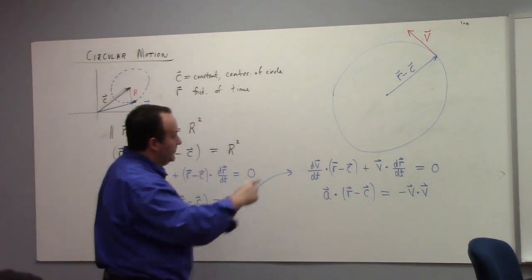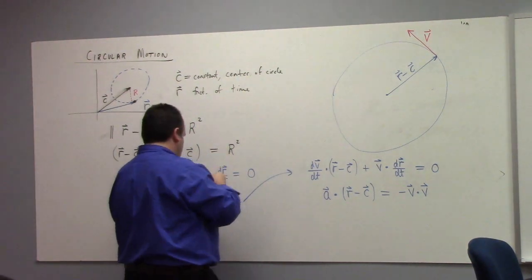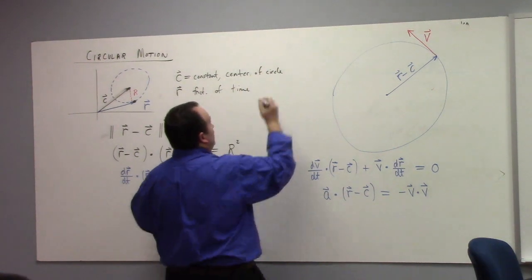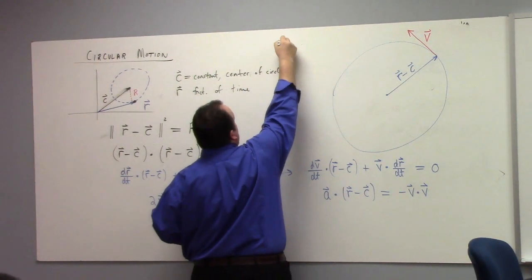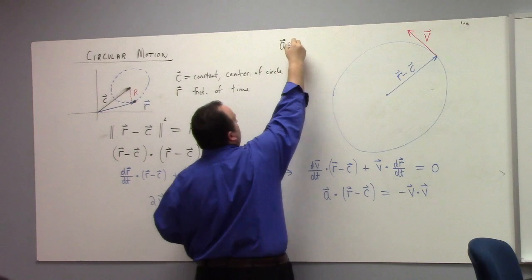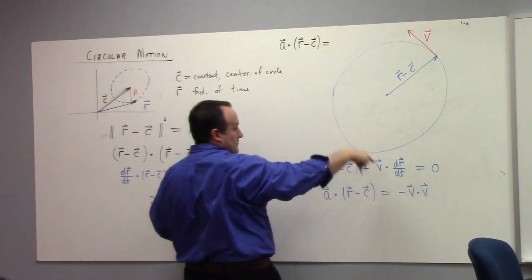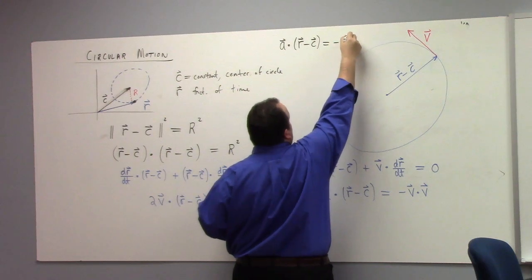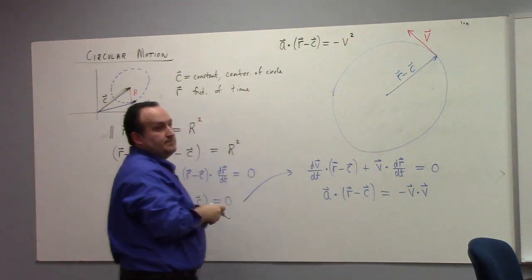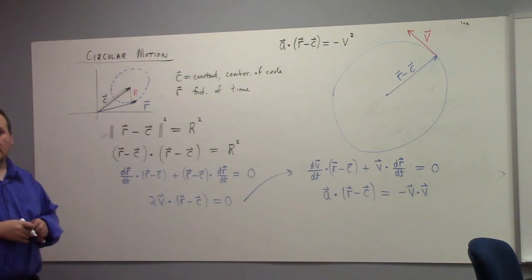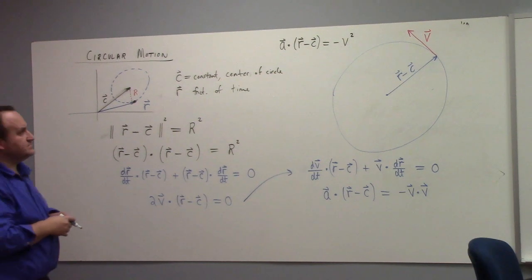So I'll put it up here so you guys can see it better. What we have is that the acceleration dotted with r minus c is equal to minus v squared, where v is the speed. Now what does this say?